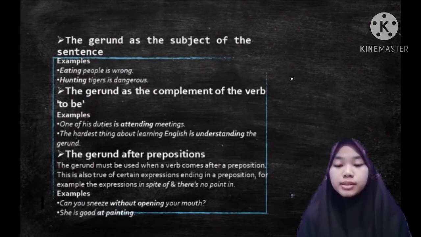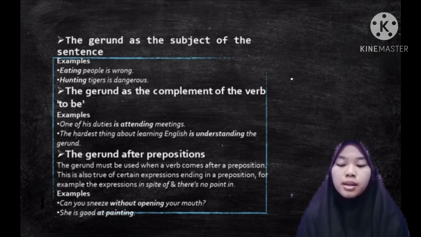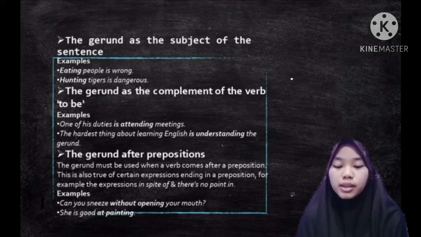The gerund as the subject of the sentence. Examples: Eating people is wrong. Hunting tigers is dangerous. The gerund as the complement of the verb to be. Examples: One of his duties is attending meetings. The hardest thing about learning English is understanding the gerund.